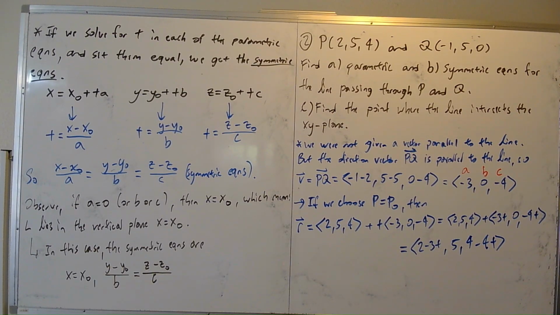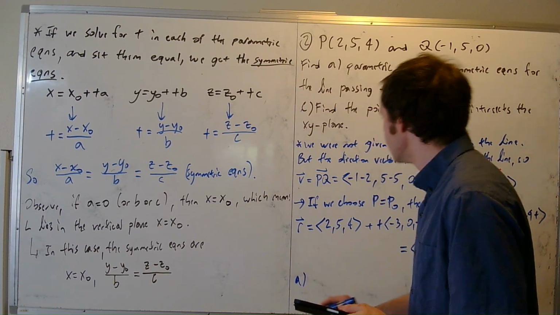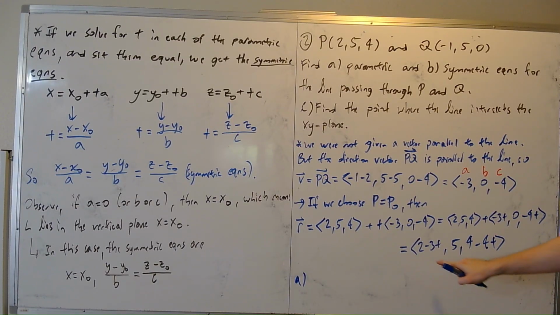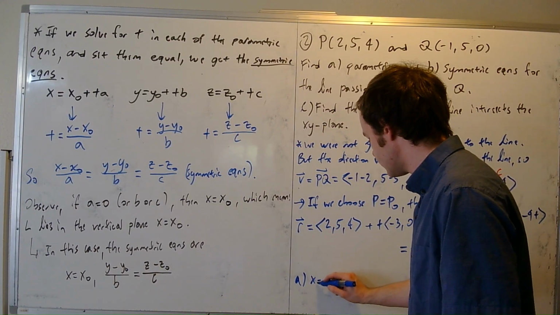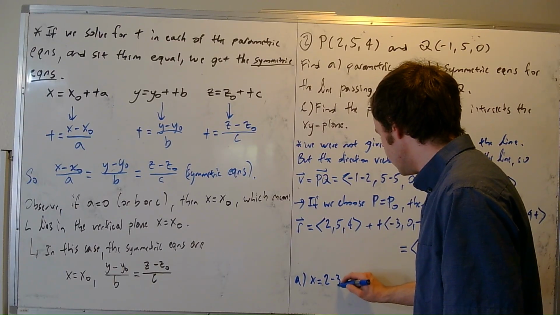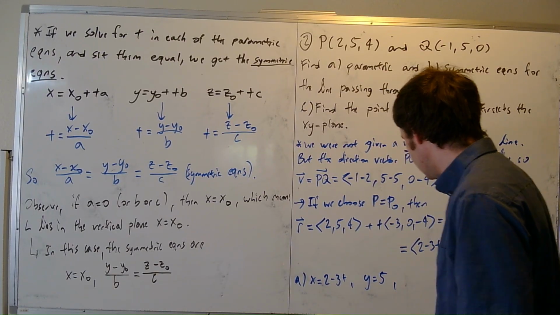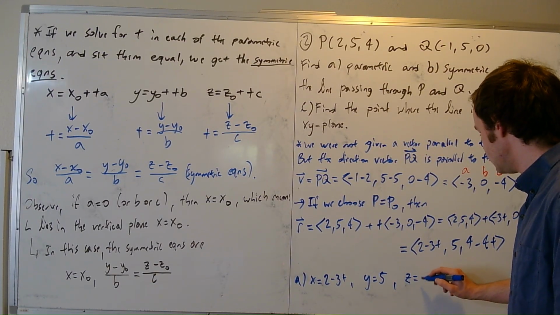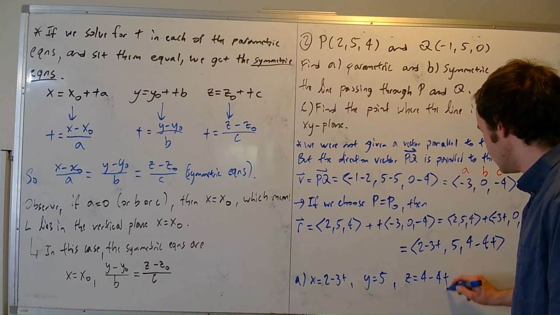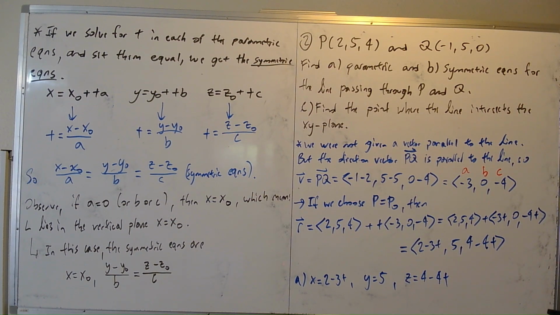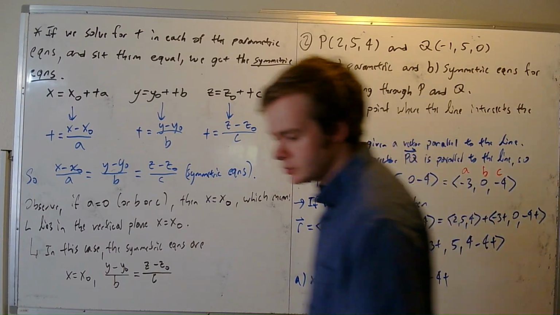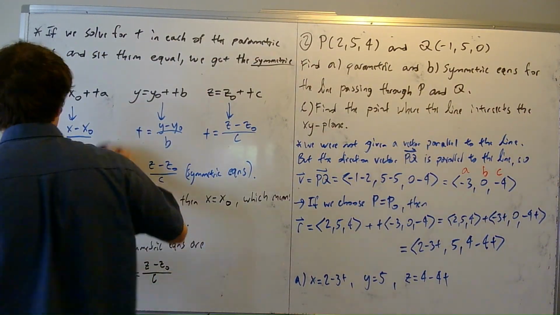Okay, so for part A, we need the parametric equation. So this is our x coordinate, our y coordinate, and our z coordinate. So we can just write that. So x equals 2 minus 3t, y equals 5, and z equals 4 minus 4t. Those are our parametric equations. So that's already our answer there. Part B asks for the symmetric equations. So let's go ahead and write that.